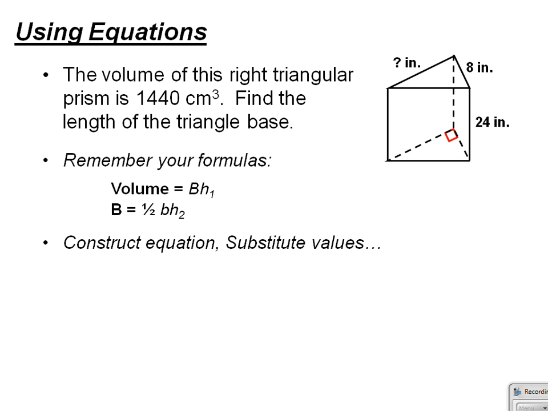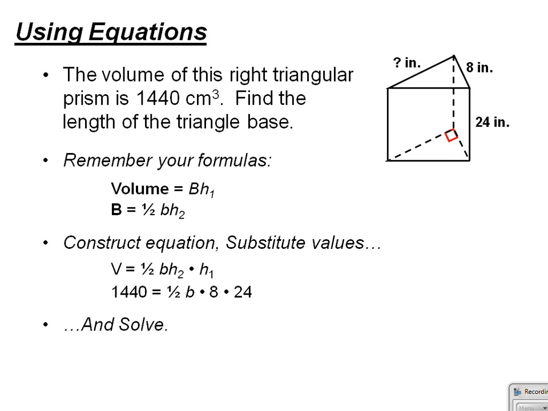With that in mind, let's construct an equation based on these formulas and substitute in the values that we know. We know that the volume of this prism is V equals B times H1, and the area of the base is 1/2 times B times H2. Putting in that formula, we get this volume formula here. And we now know the volume of the prism, that's 1440. We know the actual height of the prism, that's 24. And we know the height of the triangular base, that's 8. We don't know the length of the base. So we need to solve this equation now for B.